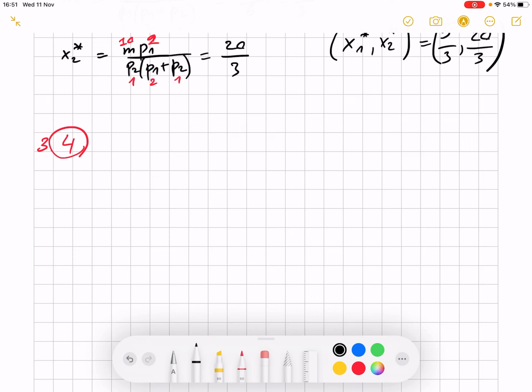Okay, let's move to the next exercises. So second exercise, please try to solve it yourself. That's the homework. And here you should use the same approach with the Lagrangian. The only difference is that now there are 3 goods instead of 2. So please try to solve it, and I will then put the solutions on Moodle later. And the same actually for exercise number 3. Also please try to solve it yourself.